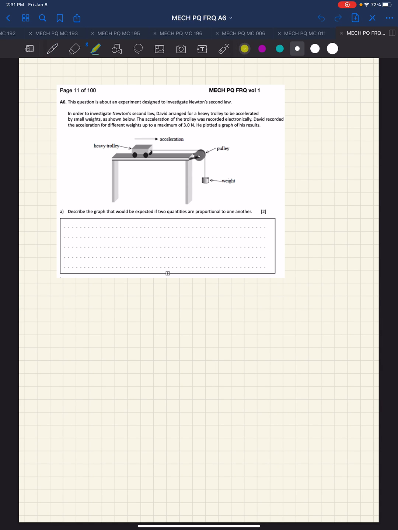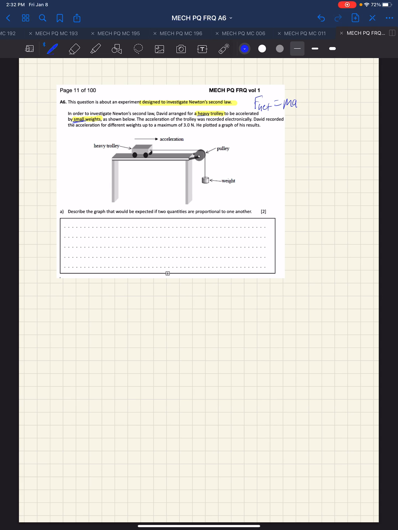So we're told this experiment is designed to investigate Newton's second law, which we know is F net equals ma. So David arranged for a heavy trolley. And whenever there's an adjective used, we want to be suspicious that it may be important for us. A heavy trolley to be accelerated by small weights, as shown below.